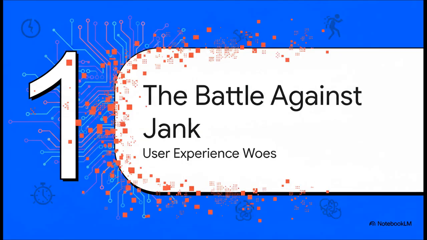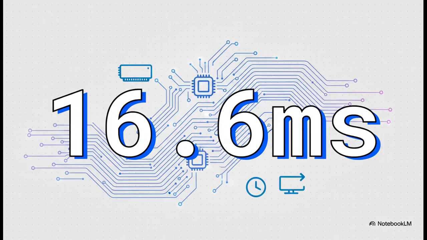All right, first up, let's talk about the symptoms. What the user actually feels when memory is being mismanaged. We're about to step into the ring to fight a very specific and deeply annoying enemy. To give your user a smooth 60 frames per second experience, this is your entire budget. 16.6 milliseconds. That's it. That's all the time you have to do everything. Run your code, update all the logic, and draw a completely new frame to the screen. It is an unbelievably tight deadline.